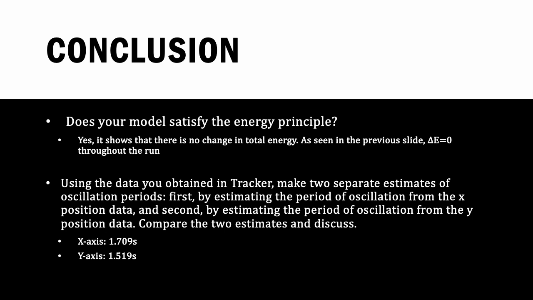Using the data you obtained in Tracker, make two separate estimates of the oscillation periods: first, by estimating the period of oscillation from the x position data, and second, by estimating the period of oscillation from the y position data. So, in my calculations, I got that the x position data had an oscillation time of 1.709 seconds, and the y position data had one of 1.519 seconds.